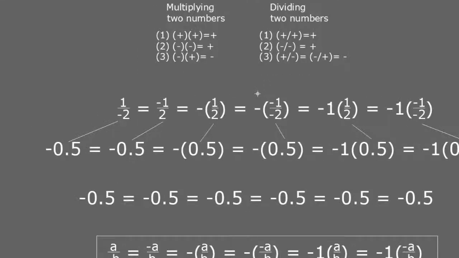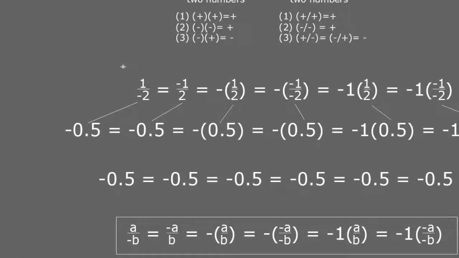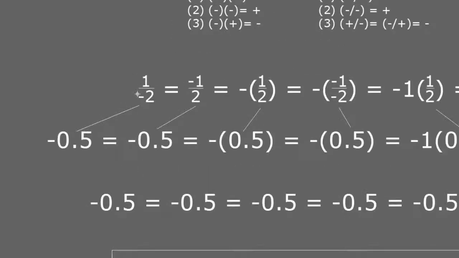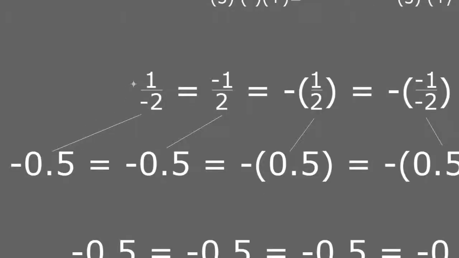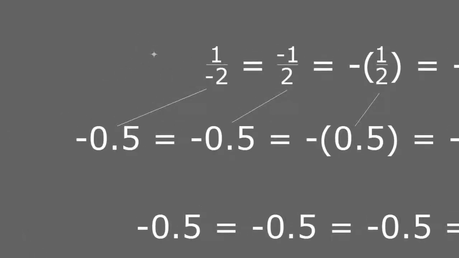Now let's look at what we had above and change it. First we had a over b. Now we're going to say a will be equal to 1 and b will be equal to negative 2. So I have 1 over negative 2, where 1 is positive in the numerator and 2 is negative in the denominator. Following the rules, this is a positive number divided by a negative number. This is negative 0.5, or a negative fraction, negative 1/2.